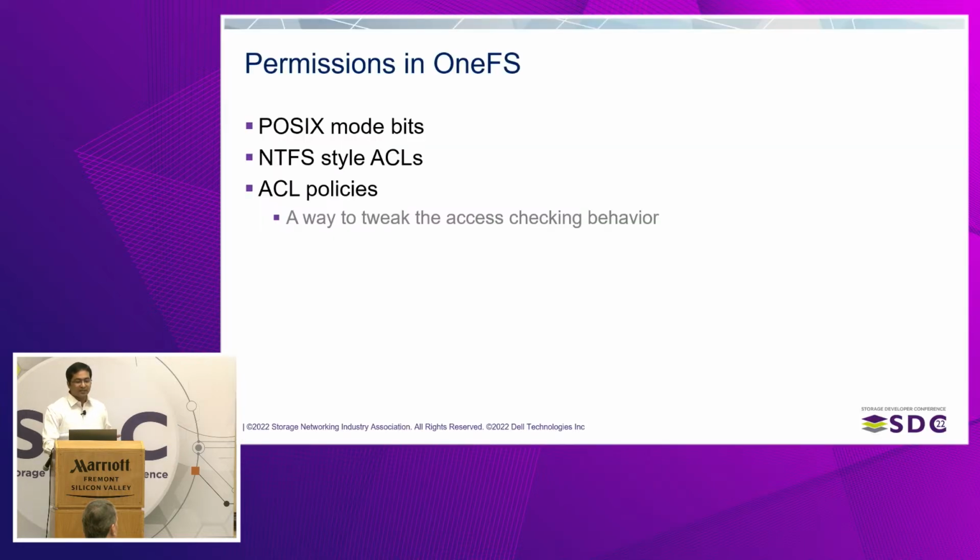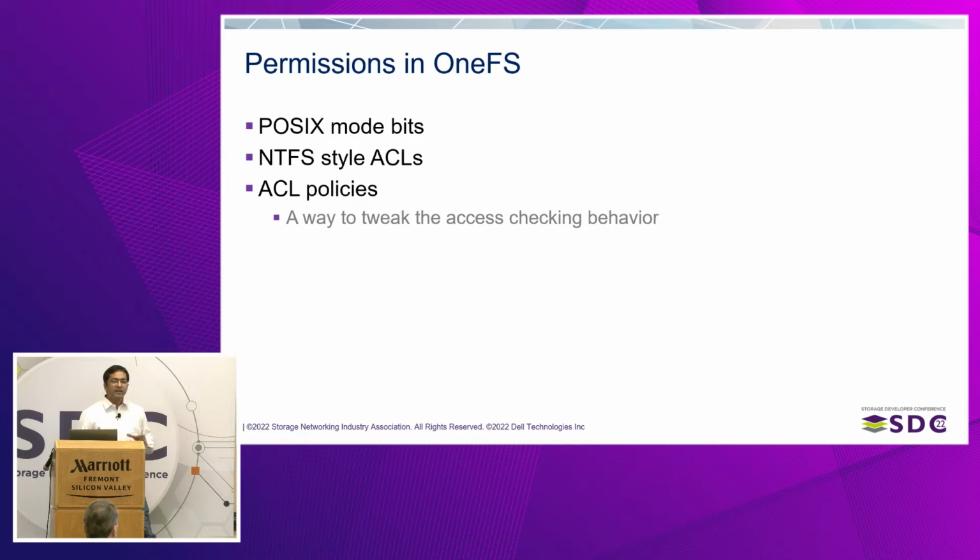Okay, let's start with permissions. So OneFS supports three kinds of permissions. It supports POSIX mode bits, POSIX ACLs, and NTFS ACLs. And on top of that, we have what is known as ACL policies. These are basically config knobs, which allow customers to tweak the behavior of access control. So why do we need this?